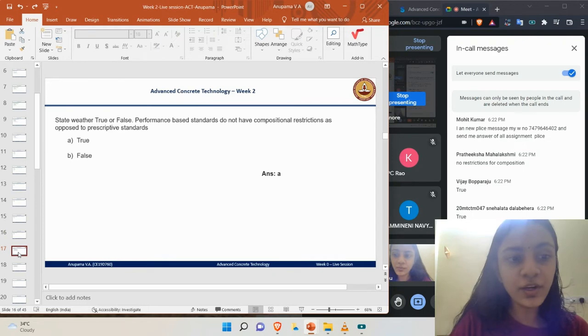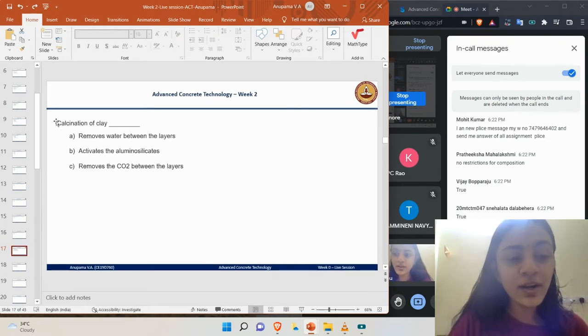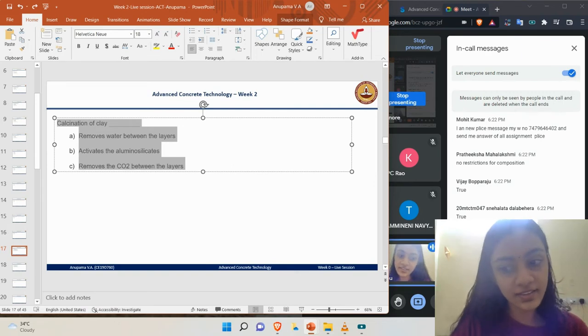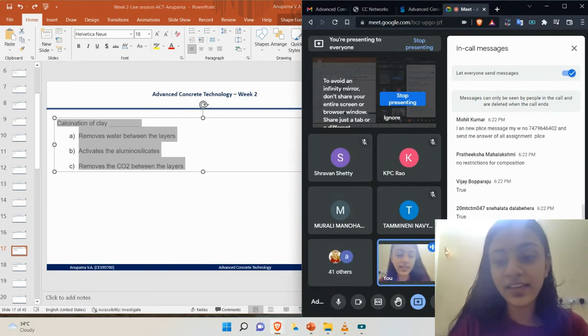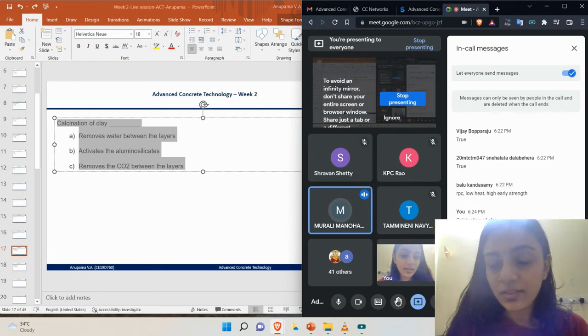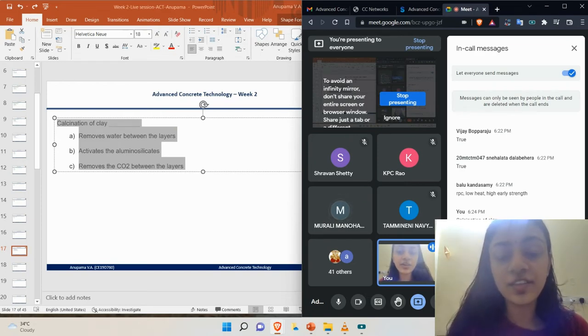Yeah. Moving on to the next question. What does calcination of clay result in? Or why do we calcine the clay? So calcined clay is one of the good porcelains. So the options are it removes the water between the layers and it activates aluminosilicates. It removes the carbon dioxide between the layers.